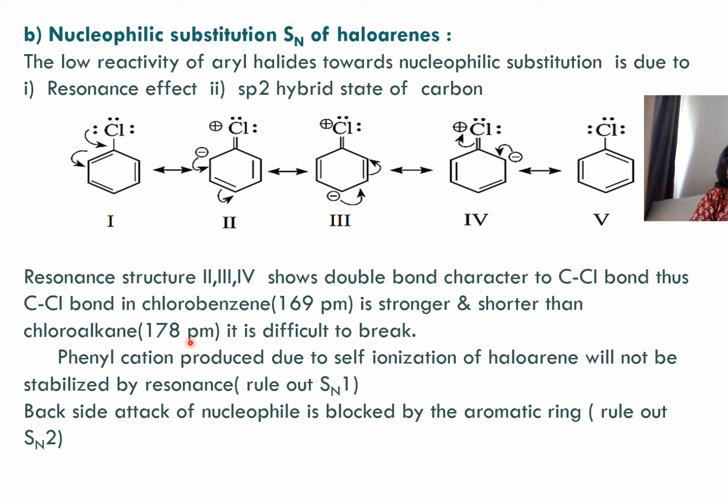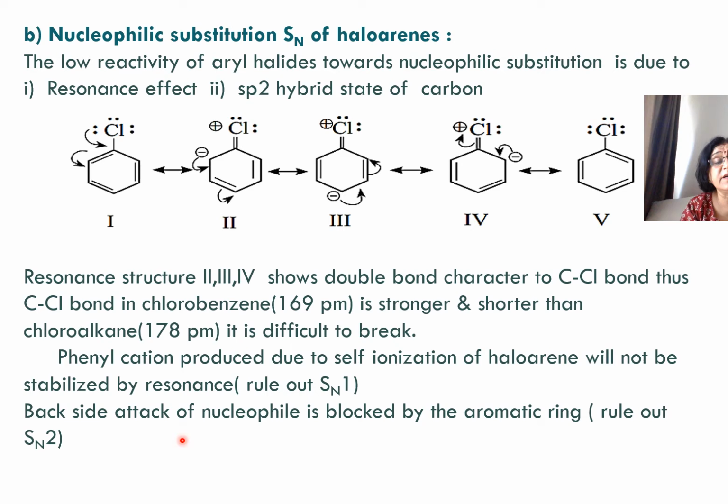So thus carbon chlorine bond in chlorobenzene is 169 picometers and is stronger and shorter than the carbon chlorine bond in the chloroalkane, which is 178 picometer. So that is why it does not break easily. Okay, so then if you consider this chlorobenzene self-ionization, phenyl cation is formed and the chloride ion is formed. This phenyl cation produced due to self-ionization of haloarene is not stabilized by resonance. Okay, it is not stabilized by resonance. So because it is not stabilized by resonance, it is not stable. That is why the formation of it is less susceptible.